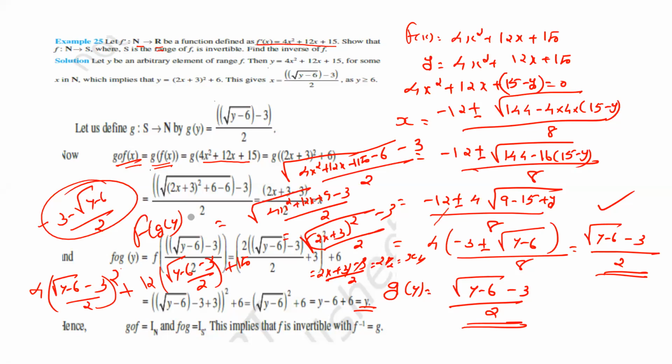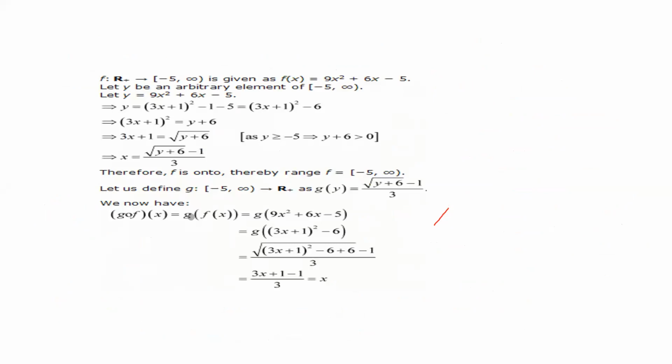So you can say that it is invertible and one is the inverse of the other. This is a textbook method where I have pasted here, but this is the easiest way. So try this. Now another question, same type of question. 9x squared plus 6x minus 5. So take it as y. So 9x squared plus 6x minus 5 minus y is equal to 0.